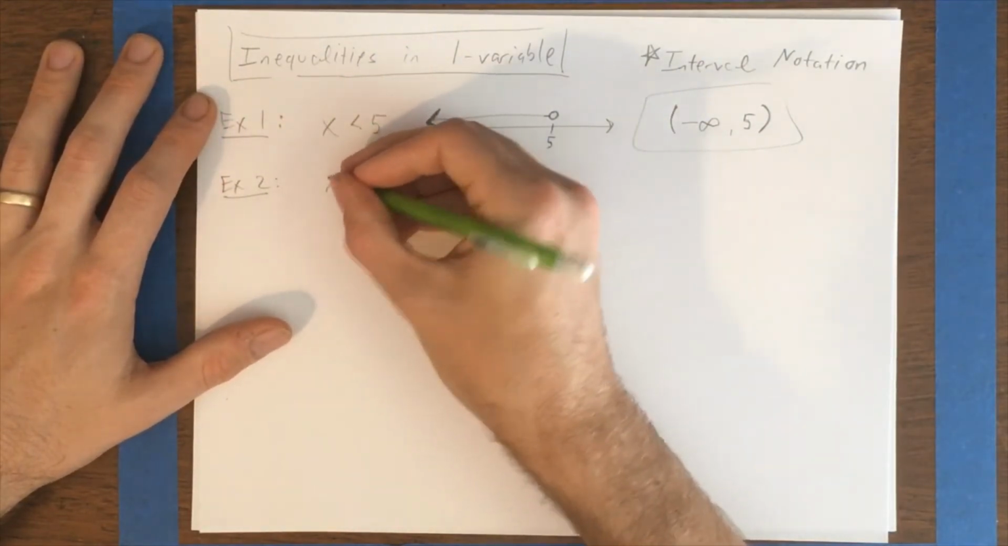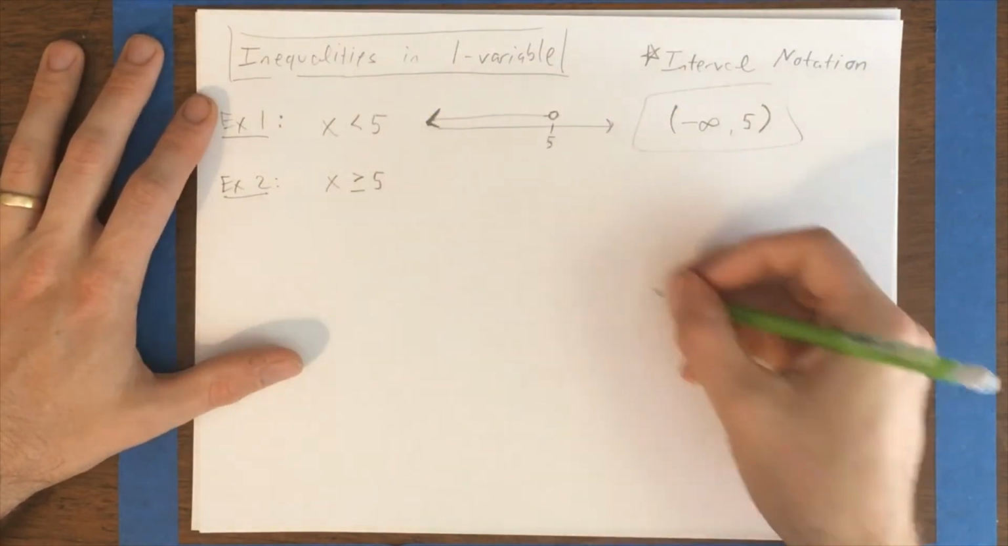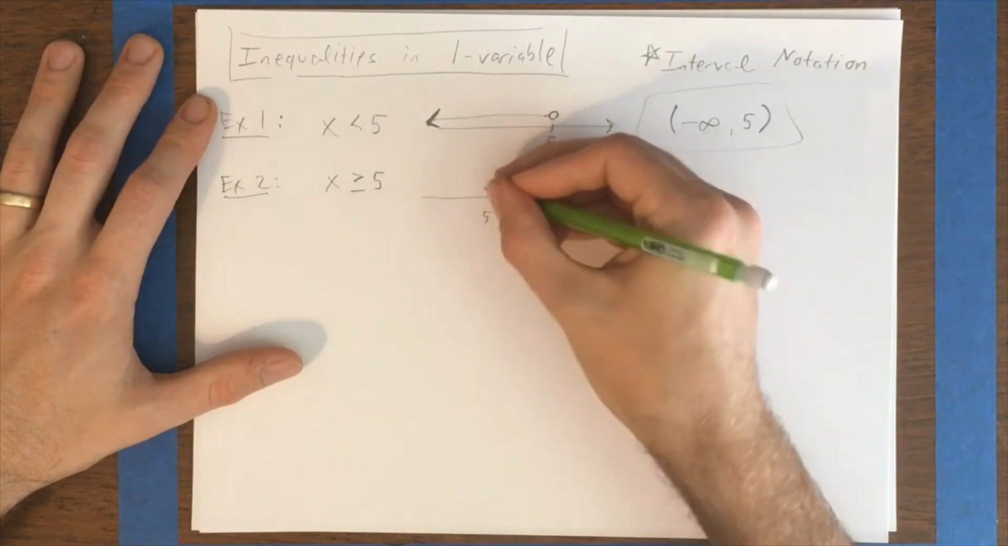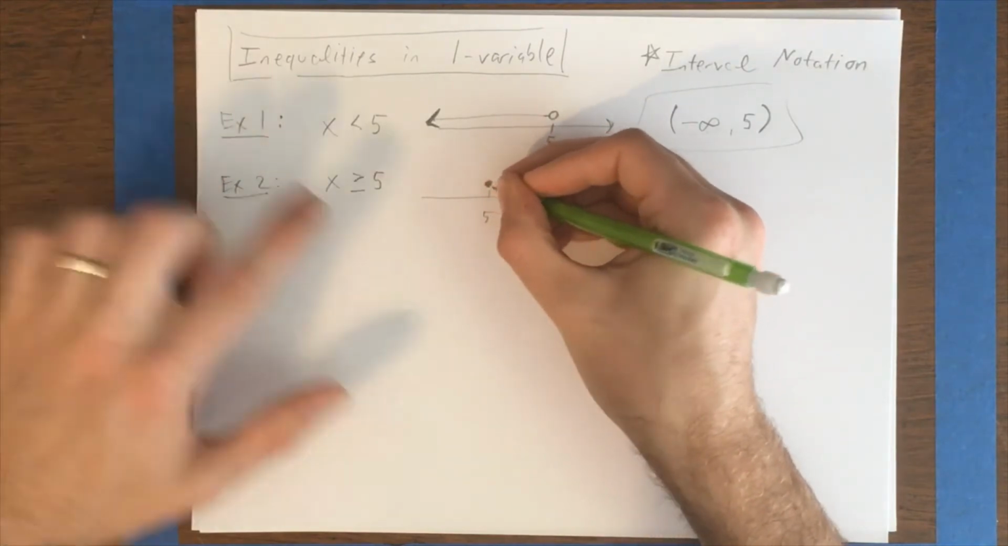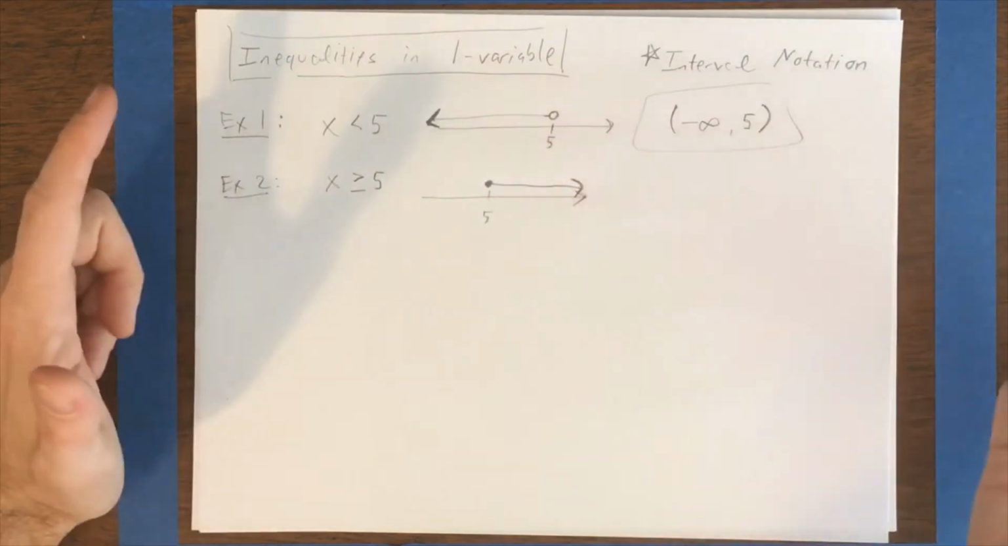If it was instead something like x is, say, greater than or equal to 5, okay, on the number line we'd have 5 somewhere, and now we'd use a filled-in dot because it says equal to, okay, and then we go off to the right because it says greater, right?